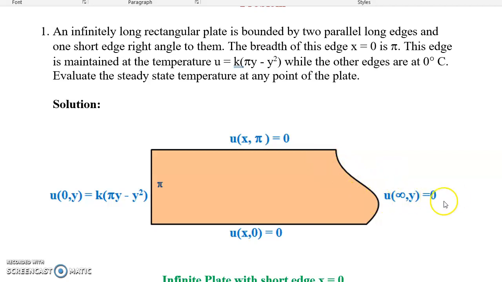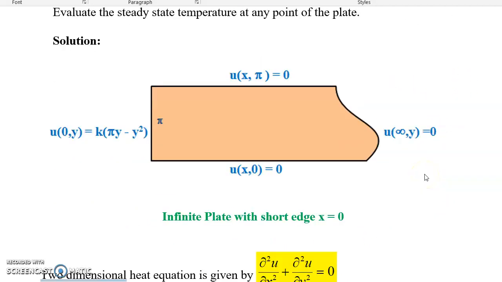Now let us come to this broken edge. When you come to this broken edge, either x will go to infinity or y will go to infinity. First we should analyze that. When you observe this broken edge, which is going to infinity, x is going to infinity. So along the x direction, this long plate is going to infinity. So x is infinity and y will be variable. So this is again 0. So only this edge has non-zero temperature, while all the other three edges are 0. One edge is given as non-zero temperature and the other three edges are given as zero temperature.